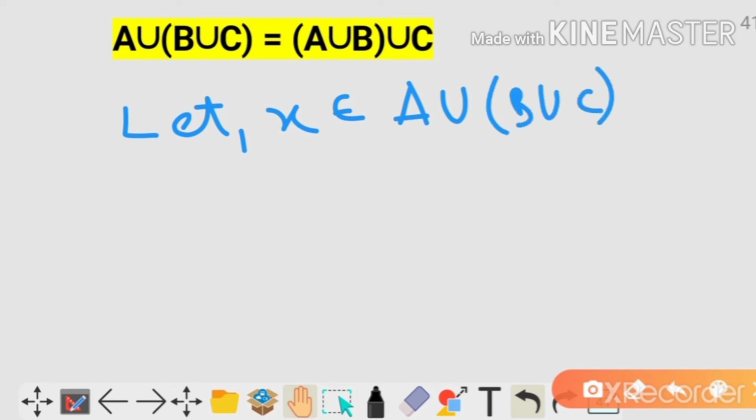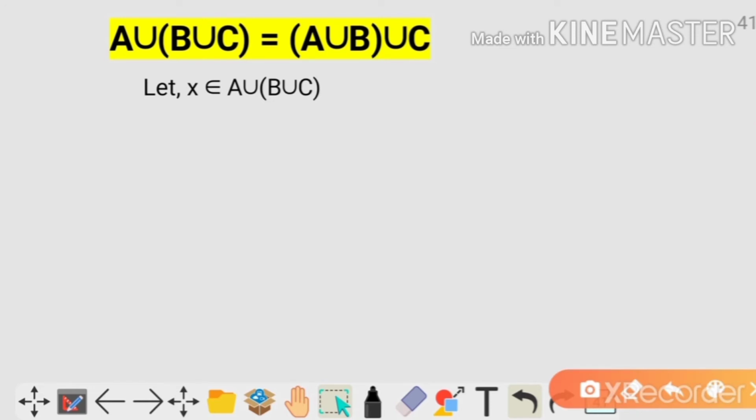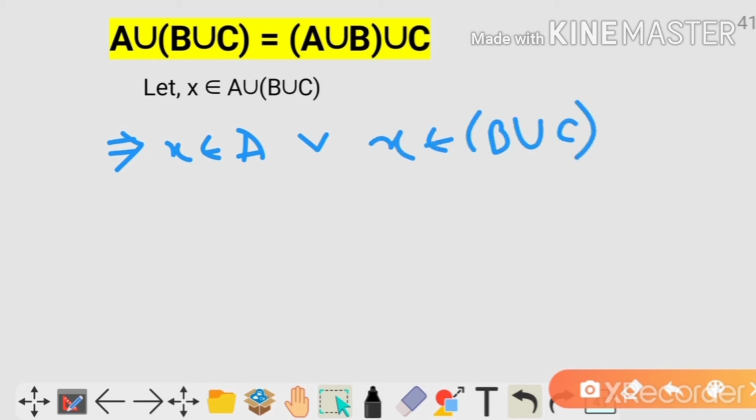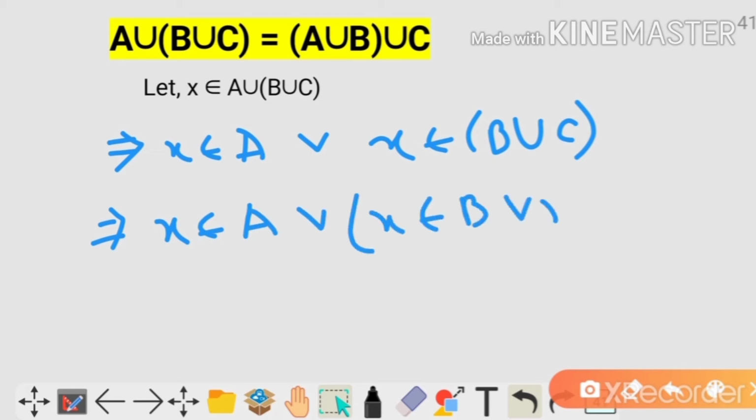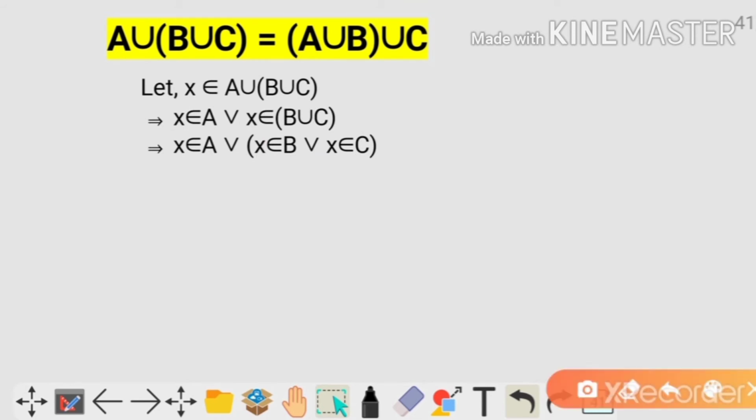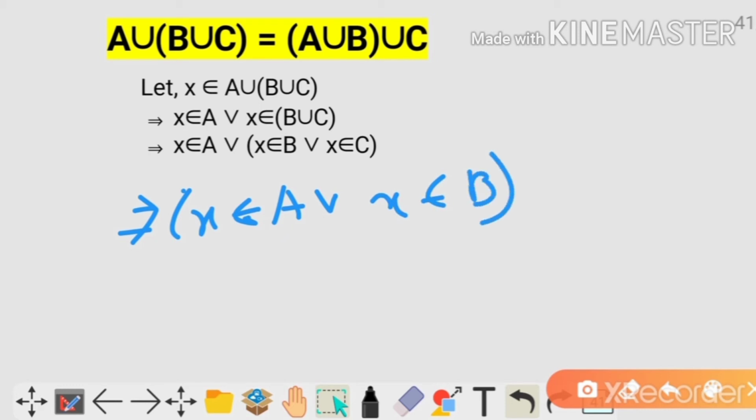Now as x belongs to A union B union C, then I can write that x belongs to A or x belongs to B union C. Okay, so then I can write x belongs to A or x belongs to B or x belongs to C.